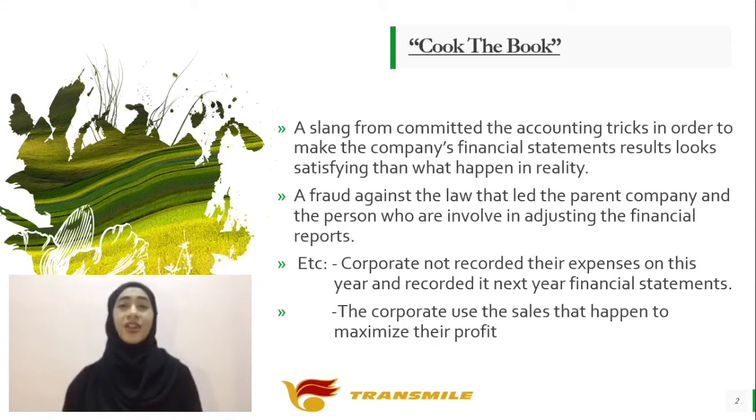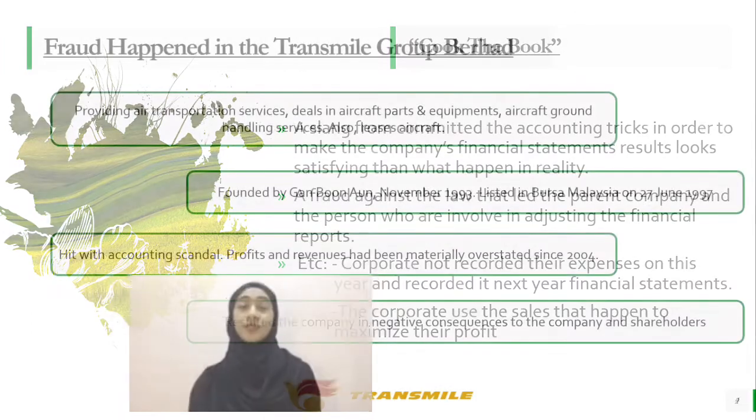Several cook the books frauds done by businesses are, for example, the corporate does not record the expenses in this year and records them in the following year's financial statements. By doing it, the profit gained from the business within the current year looks more favorable. Next example of cook the books fraud is credit sales to maximize the profit. This happens when the corporate uses sales to maximize the profit, because when the sales happen, the corporate records it as a sale, even though the purchaser can pay in due six months.